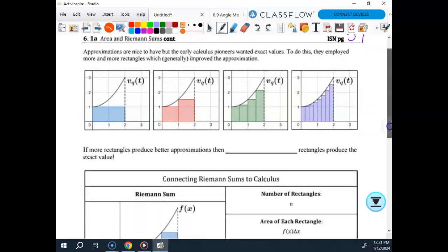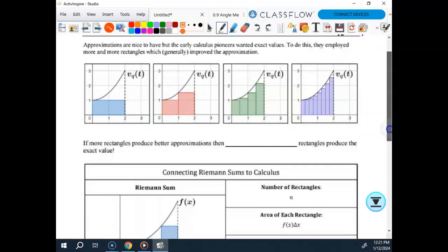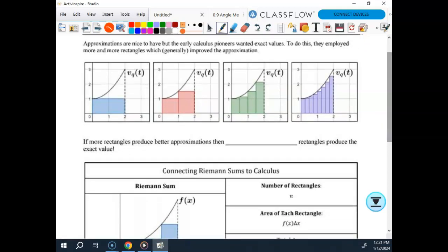Alrighty, so we have these beautiful graphs. So approximations are nice to have, right? But the early calculus pioneers wanted exact values. Probably not just them, other people wanted them, they just didn't know how to get them. To do this, they employed more and more rectangles, which generally improved the approximation.